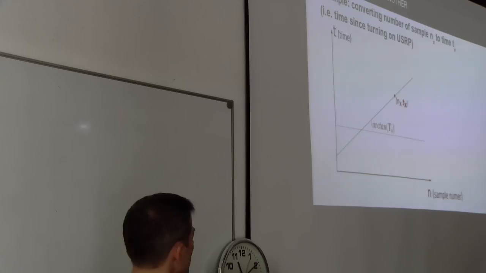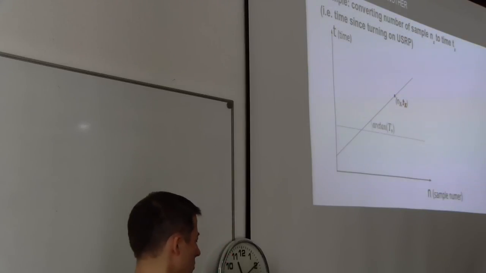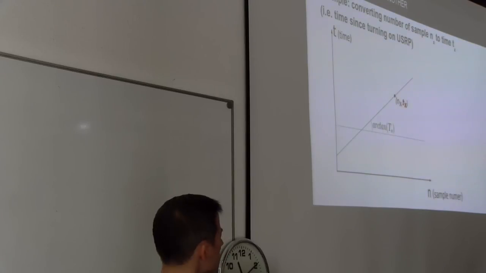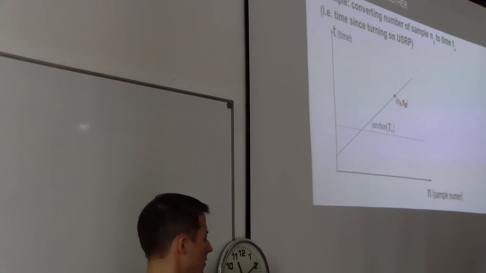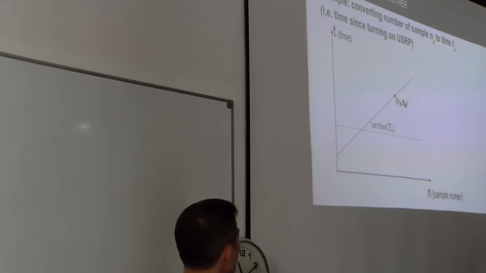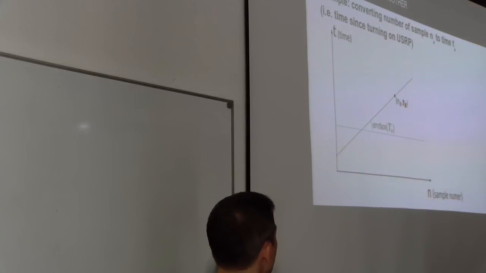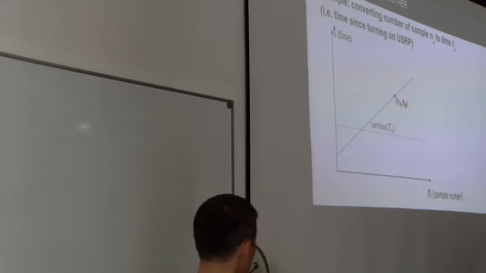So let's start from something general, and how to convert one time in general to another one. Let's do it on an example. For example, we have a number of samples, NX, and we want to convert it to time, and this time can be time since turning on the USRP. So we have known NX and unknown TX, and we can put it on a plane and draw a line through it. This is how one converts to another. The conversion ratio is TS, the period of sampling.